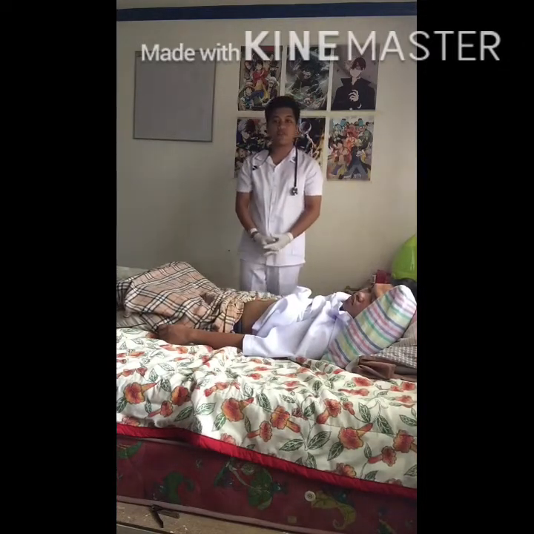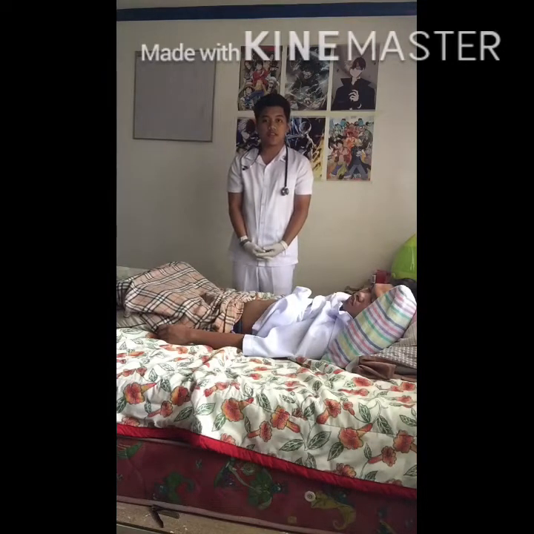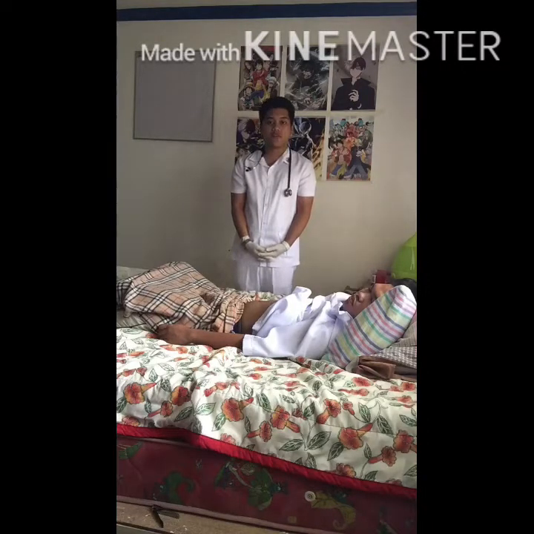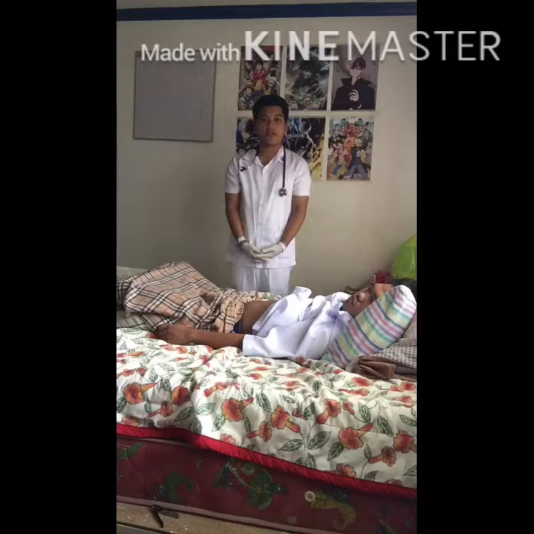There is a change of the sound from tympanic to dullness in the spleen area, which indicates that there are no abnormalities present, or there are no findings that may somehow distort the health of the patient.